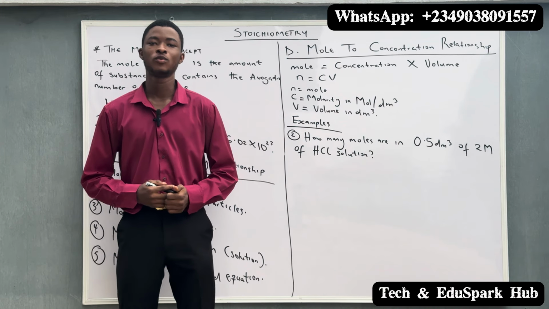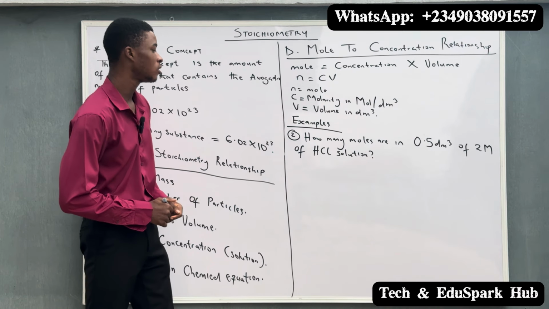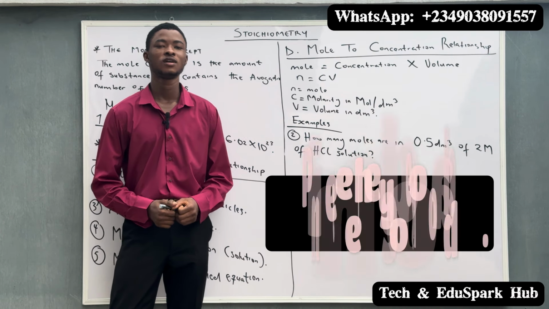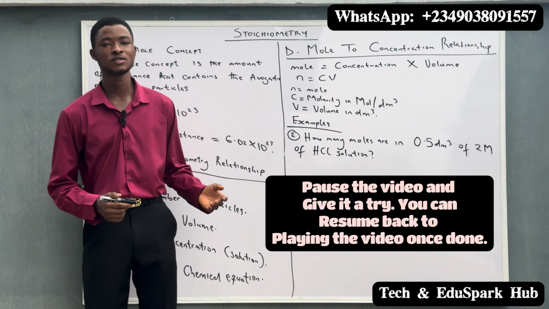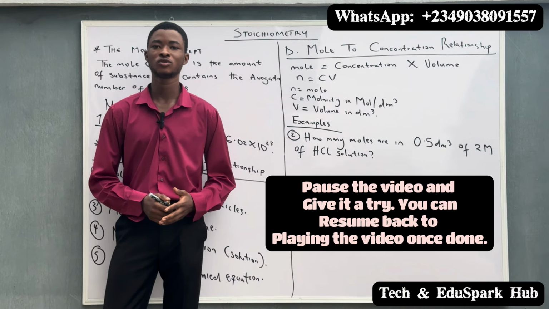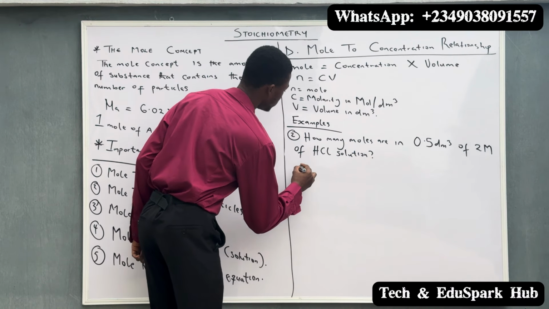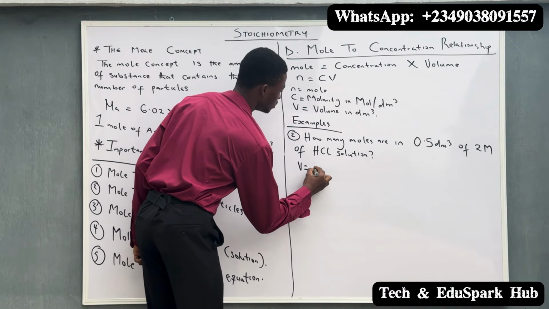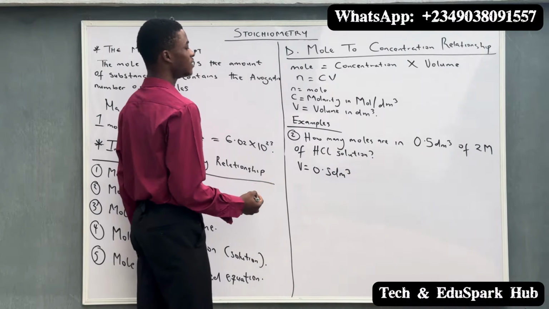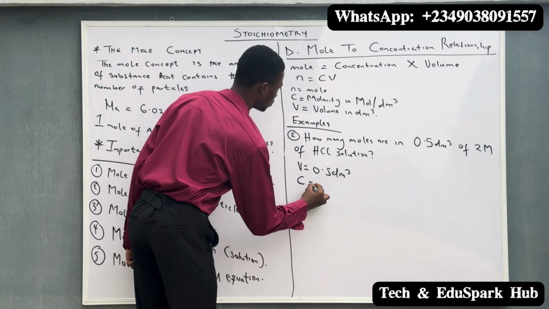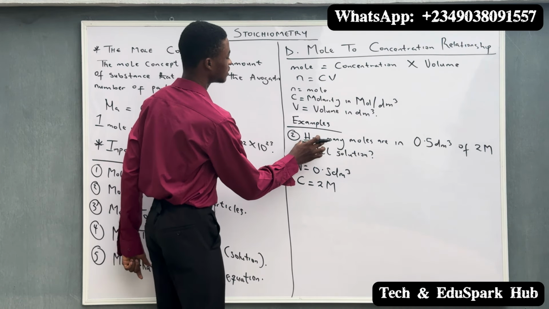Moving to the second example, the question says how many moles are in 0.5 dm cube of 2 mole of HCl solution? So can you try to pause this video and solve this question? And once you are done solving, you can resume back to playing the video and check my solution if you are right or wrong. So in order to solve this kind of question, we know that we have been given our volume to be equal to 0.5 dm cube. And also we have been given our molarity, which is the concentration, to be equal to what? 2 mole.